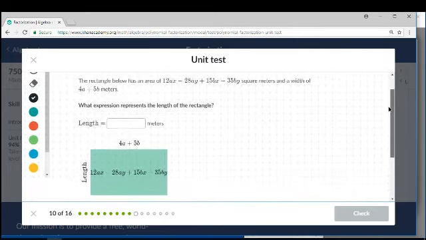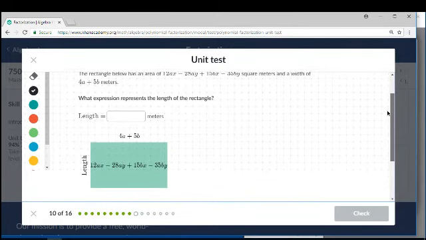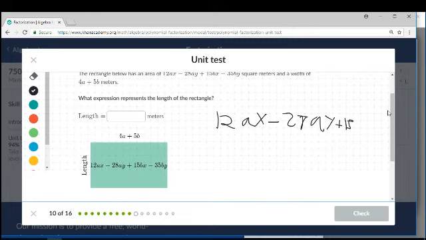We need to find the length of the width, where the area is 4a plus 5b. So what we need to do is factor here: 12ax minus 28ay plus 15bx minus 35by. Okay, we'll solve it.